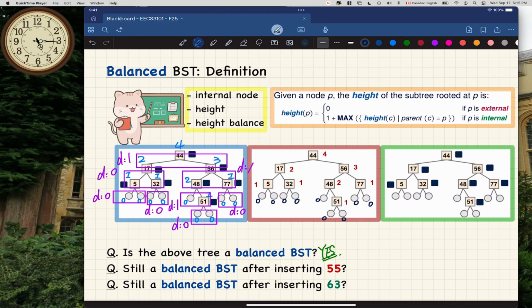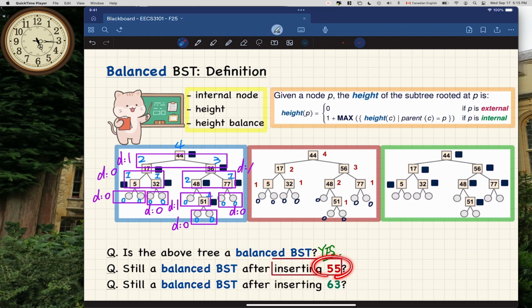Let's start with this. We want to insert 55. Where should 55 go? This will be an insertion routine I'm also going to review very quickly on Monday. So basically, you want to think about where 55 should go.